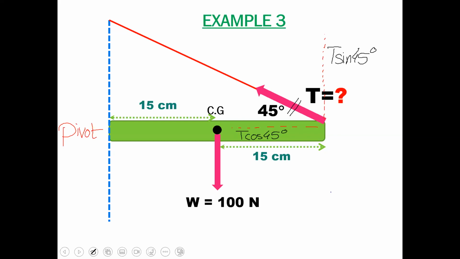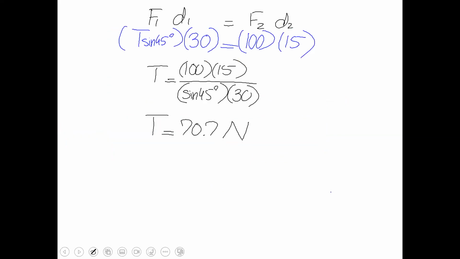Will T be 10.6? Look at the working. Have you checked it?